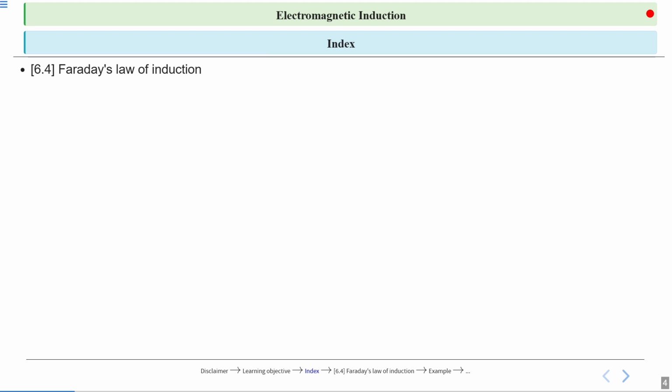When we move the north pole of the bar magnet towards the coil, the galvanometer shows deflection in one direction. When we move the north pole away from the coil, the galvanometer again shows deflection, but in the opposite direction. Similarly, we repeat this with the south pole, and the south pole gives the opposite direction for similar movements.